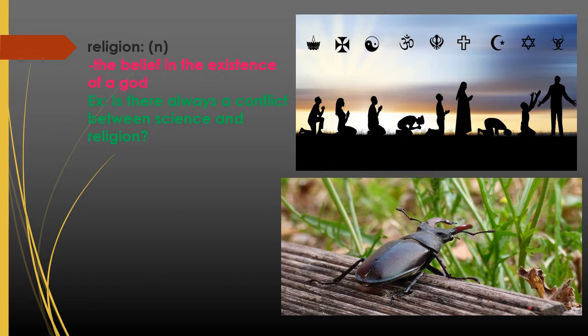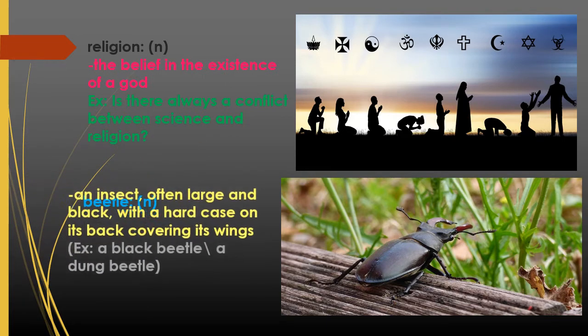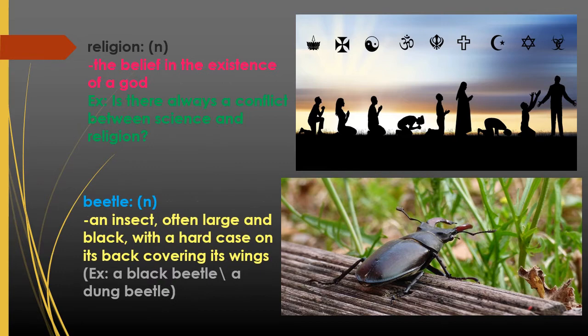Next, what can you see here in this picture? What is the name of this insect? Beetle. Beetle. Noun. What do I mean by beetle? An insect, often large and black, with a hard case on its back covering its wings. And we have so many kinds of beetles. For example, a black beetle and a dung beetle.